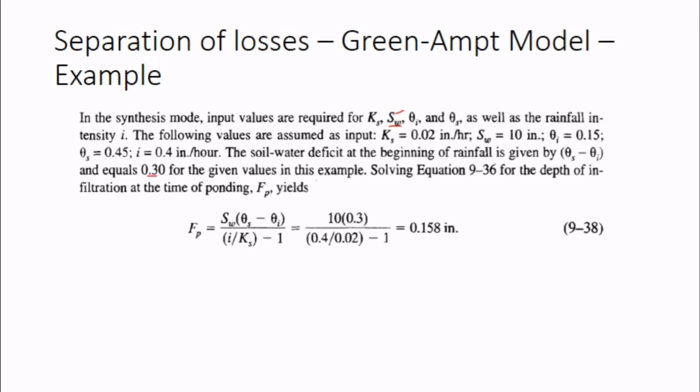0.3. And then solving equation 9-36 for the depth of infiltration at time of ponding. Yan, depth of infiltration at time of ponding pala yung F sub P. Then ito yung formula niya. And then substitute lang natin yung mga parameters. Yan, so ito yung depth of infiltration at the time of ponding. So 158.